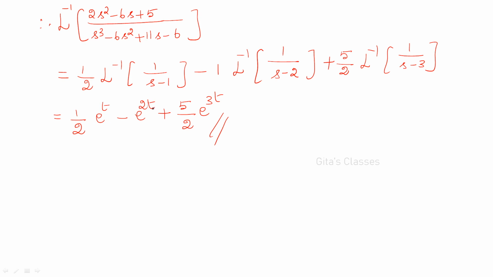Using the linearity property of inverse Laplace transforms, you can take 1/2 outside: L inverse of 1/(s − 1), minus 1 into L inverse of 1/(s − 2), plus 5/2 into L inverse of 1/(s − 3). So L inverse of 1/(s − a) is e^(at), giving e^t, e^(2t) and e^(3t).